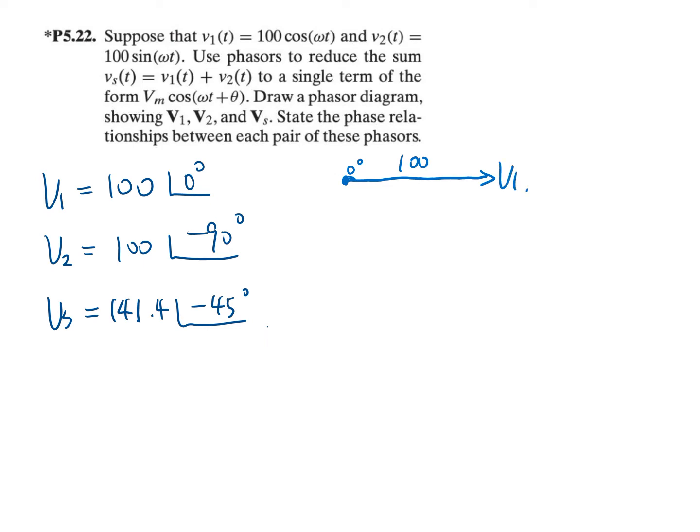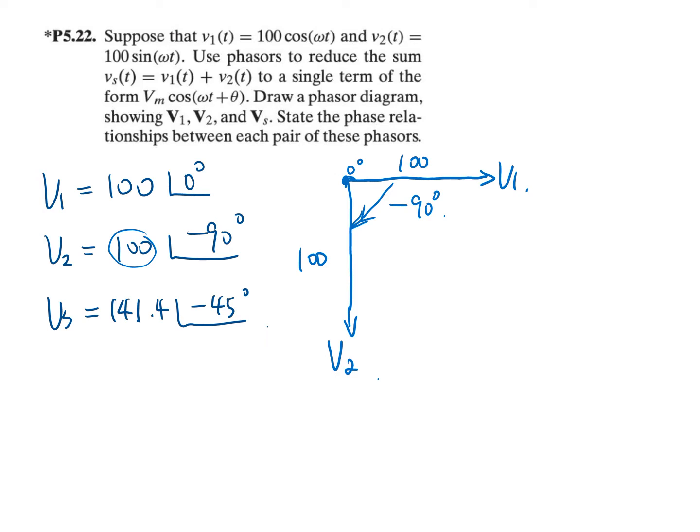Now let's draw V2. V2 has an angle that's negative 90 degrees. So we go clockwise direction. This is 90 degrees. And same, R is 100. Amplitude is 100. So this is 100, and this is V2.